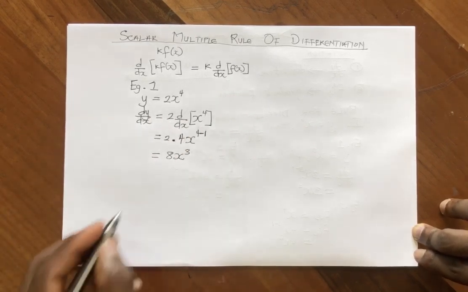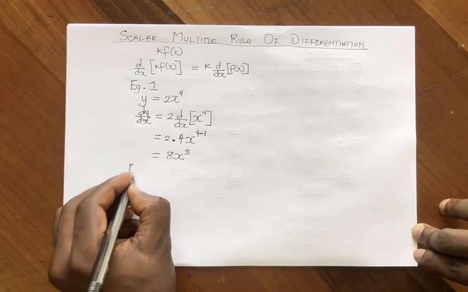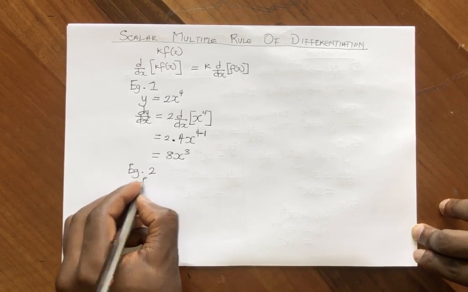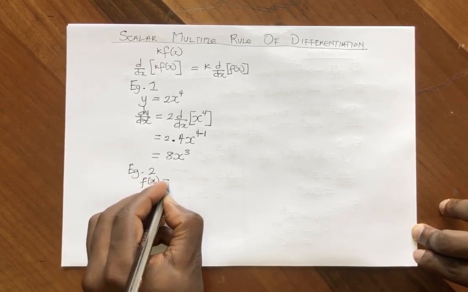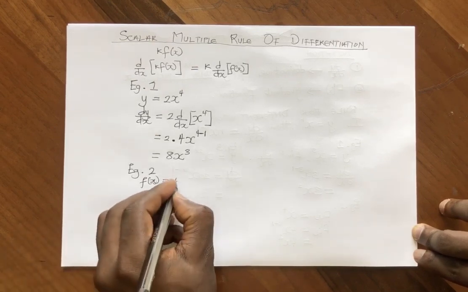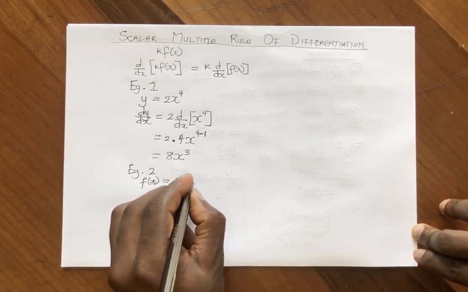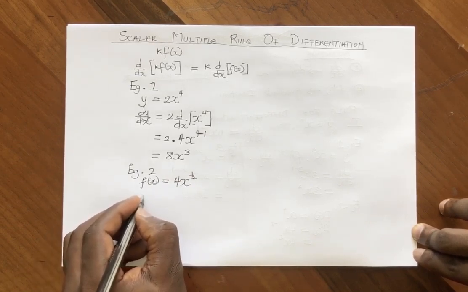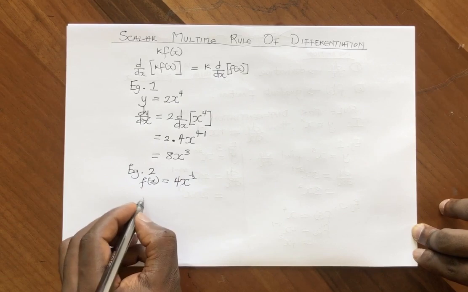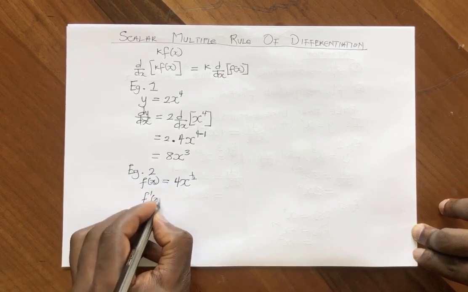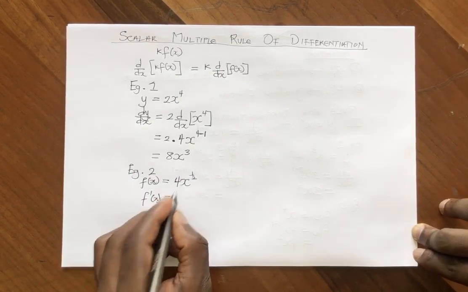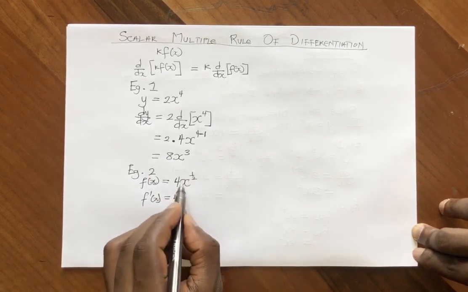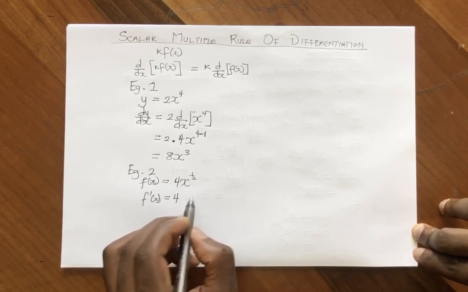Okay, so let's see a second example. We have a function f of x is equal to 4x raised to the power half. All right, so the differential of this will be f prime of x is equal to, this is the constant, so we pull it out. Now we are going to differentiate x raised to the power half.